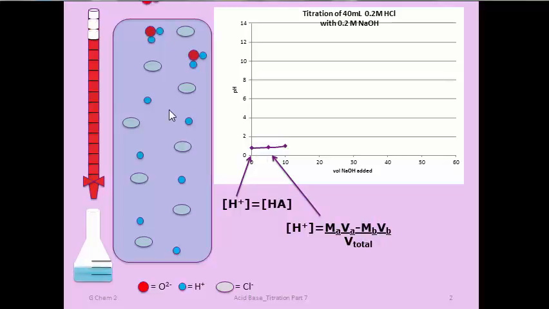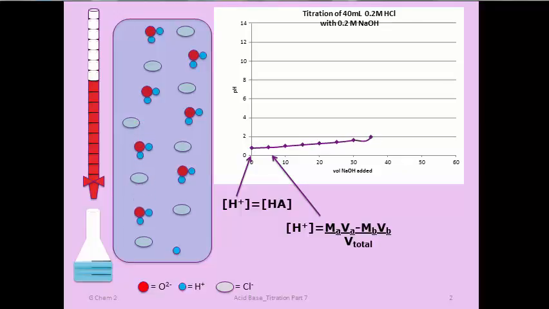So I keep adding base. pH keeps rising. This should be linear if you were tracking it directly, but remember that you're taking the pH, which is not the direct concentration, but it's the log of the concentration. So this is an exponential function now.